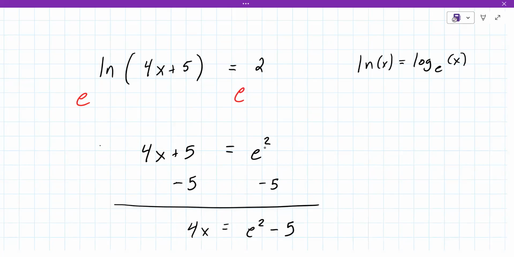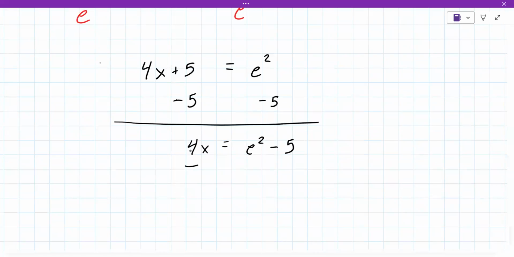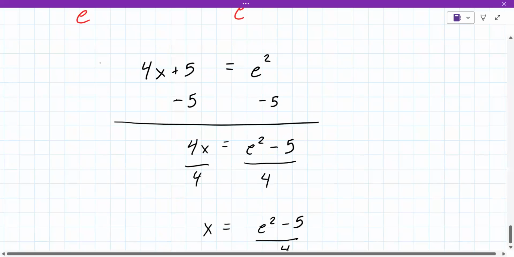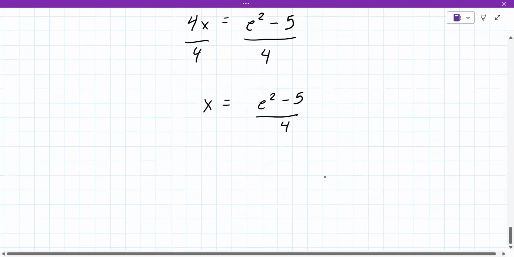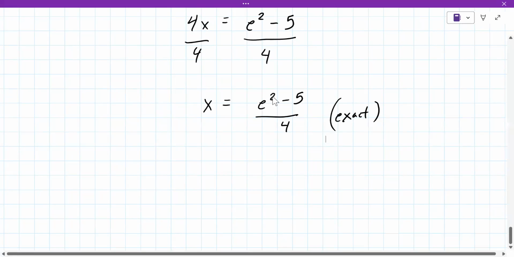It's a little bit weird. We want it to be something, but it's not. It's just e squared minus 5. And then to get rid of the 4 in front of the x, you divide by 4, but you divide everything by 4. So this is considered your exact answer. Now, if we wanted to go to the calculator, and we should do that, we're going to get the approximation.